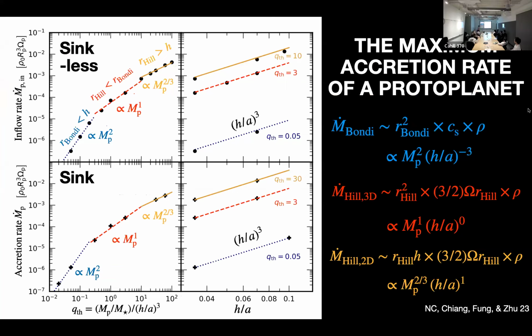So here's just a summary of everything I've shown you so far. These are inflow rates in sinkless simulations, accretion rates in sink cell simulations, plotted against the mass of the planet. This is the dimensionless thermal mass parameter for those who are familiar. Points are simulation results, and then overplotted is our analytic understanding. So we have these 3 regimes, and which regime you fall in just depends on how these length scales order relative to each other. And I've emphasized it less, but the same scalings also work to describe the dependence on the temperature of the disk.